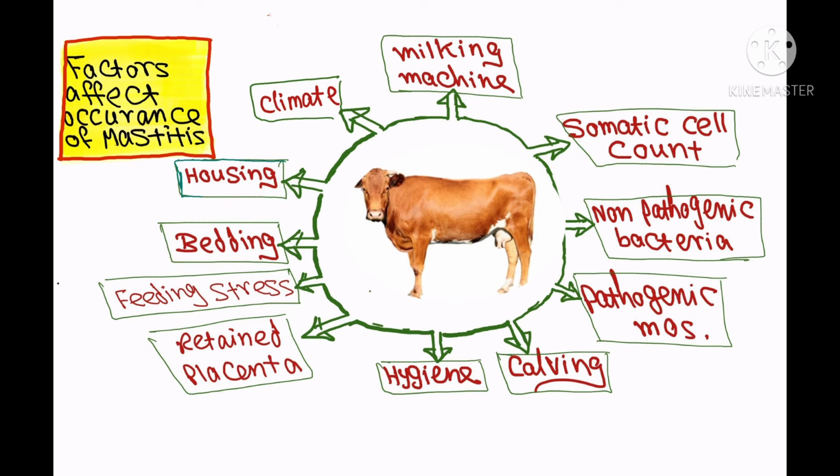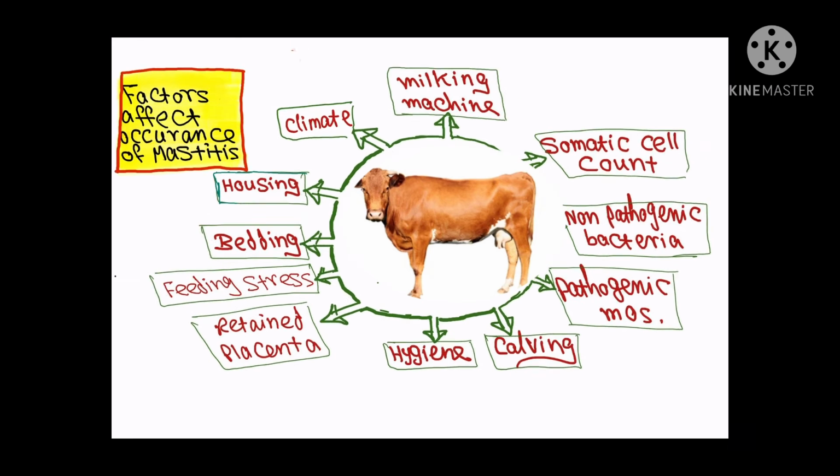Somatic cell count, pathogenic and non-pathogenic microorganisms in milk, calving, genetic factors, hygiene, retained placenta. Usually retained placenta acts as a main source of infection leading to mastitis. Feeding and stress: all stress factors around the animal may lead to occurrence of mastitis.